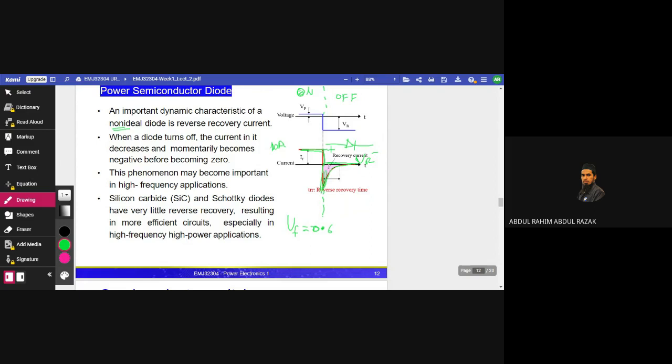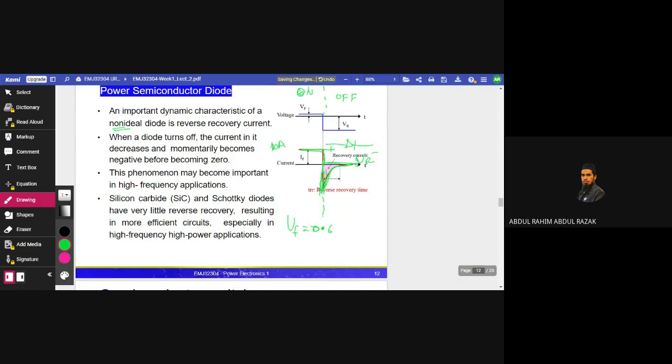And there is what is so called, what do you call it? There is a spike. There will be a spike. It will spike to a certain level, then it goes down to 0 current.